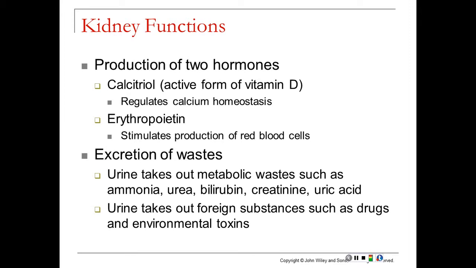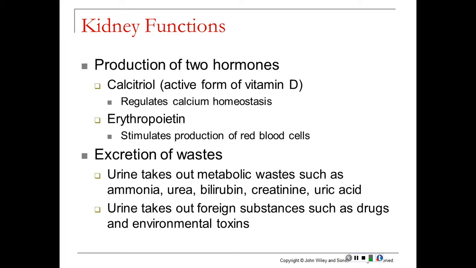It also helps to excrete waste products. The urine is going to remove any metabolic waste such as ammonia, urea, bilirubin, creatinine, uric acid, etc. All of those can be removed through the urinary system. The urine is going to take foreign substances out as well, like drugs and other environmental toxins that may have been in your body.